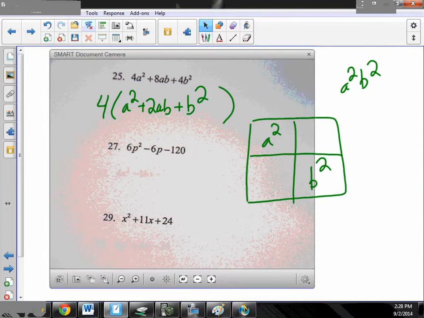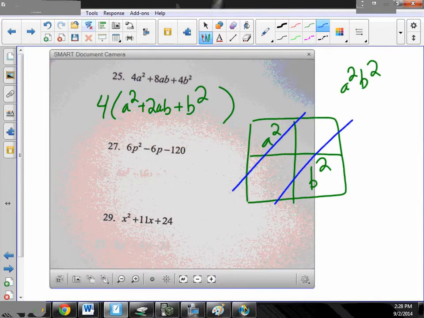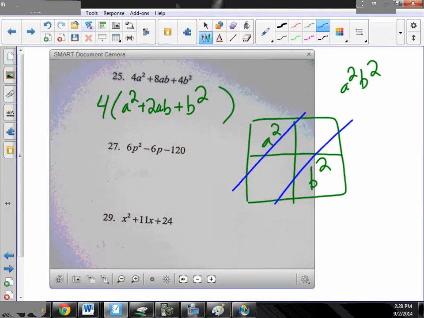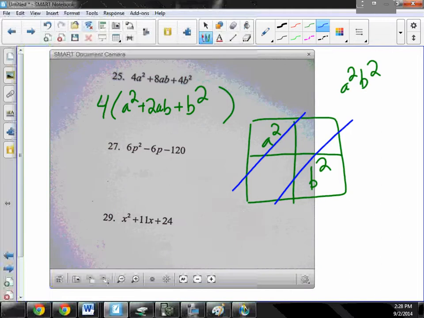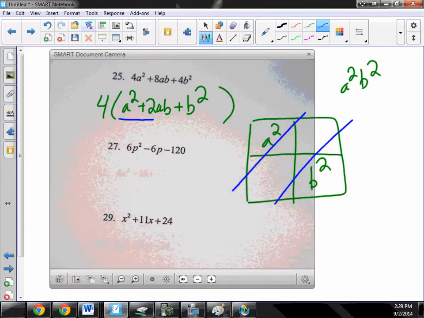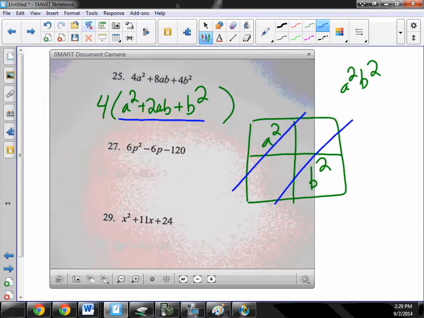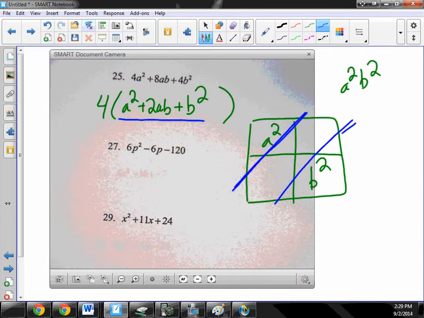So, A squared, B squared. Now, what do I know about that diagonal? Whatever they are, they're the same. I don't know what that is yet, but I know that they're the same. But if I look at the quadratic, what do I know about them? They add to be 2ab, so this diagonal must be what diagonal? The AB diagonal.